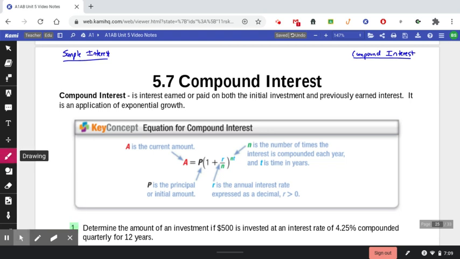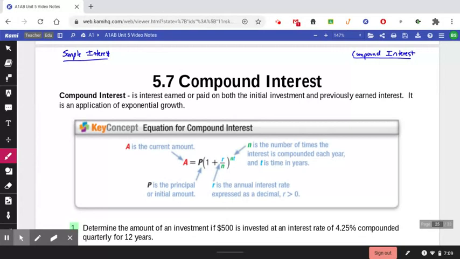In this lesson, we're going to learn about another type of interest called compound interest. And so you can read it down here below that it's interest earned or paid on both the initial investment and previously earned interest. So there's two kinds of interest we've kind of talked about. And so one is simple interest and one is compound interest.